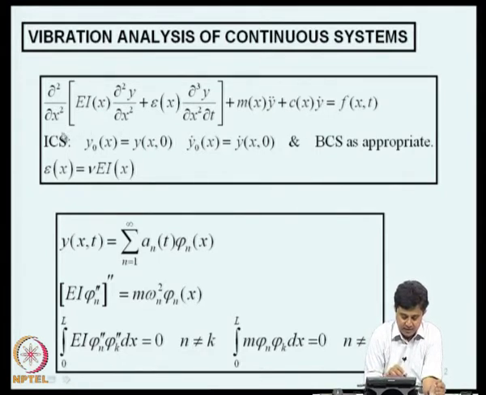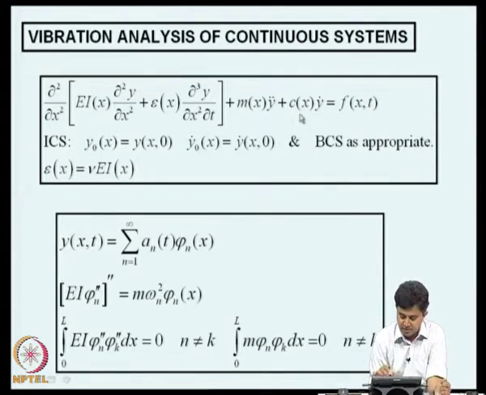The first term here is the stiffness term. This term is the inertial term. There are two damping terms. One is C of x into y dot, which is velocity dependent damping. The other is strain rate dependent damping, and f of x comma t is the external force.